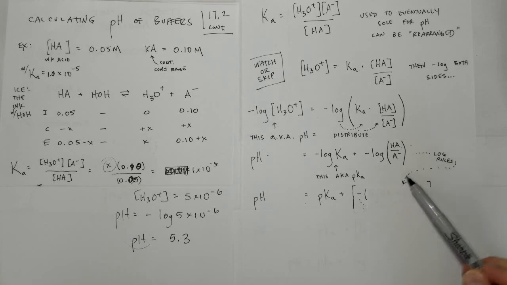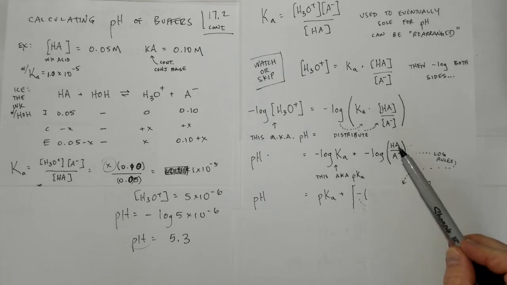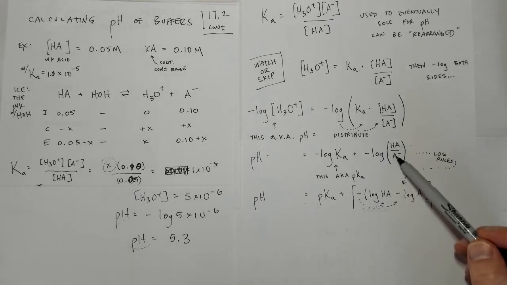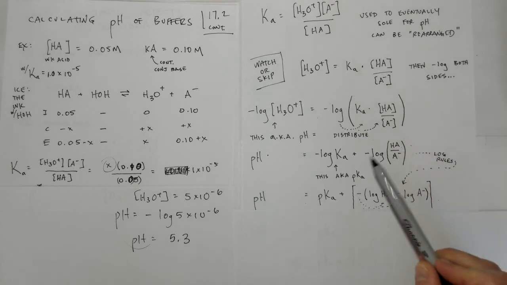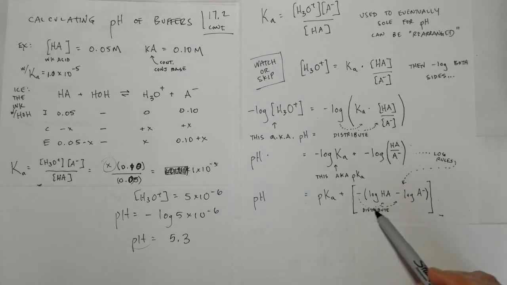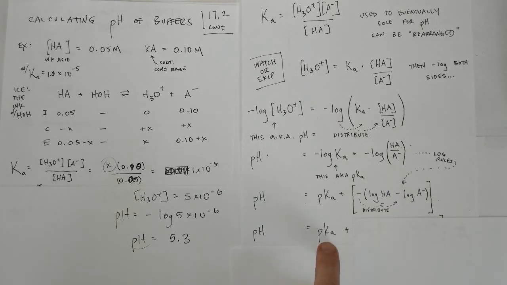And now, according to the rule of logarithms, I can take this negative log right here and rewrite it. When I have two things divided and I'm logging them, it's the top minus the bottom logarithm. So I'm going to leave the negative sign out here and I'll write log of HA minus the log of A minus right here. Then I'm going to distribute this negative sign in here and this negative sign in here. And then I have the pH is equal to pKa plus the log of A minus minus the log of HA.